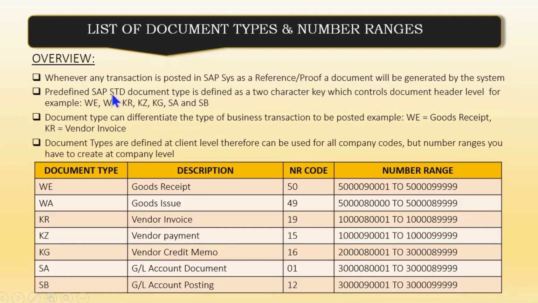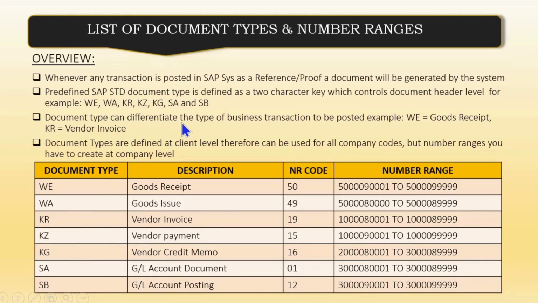There are predefined SAP standard document types in the SAP system. They are defined as a two-character key. So the length of the document code will be two characters, which controls the document header level. For example, WE, WA, KR, KZ, KG, SA, and SD. So these are the details of those document codes.